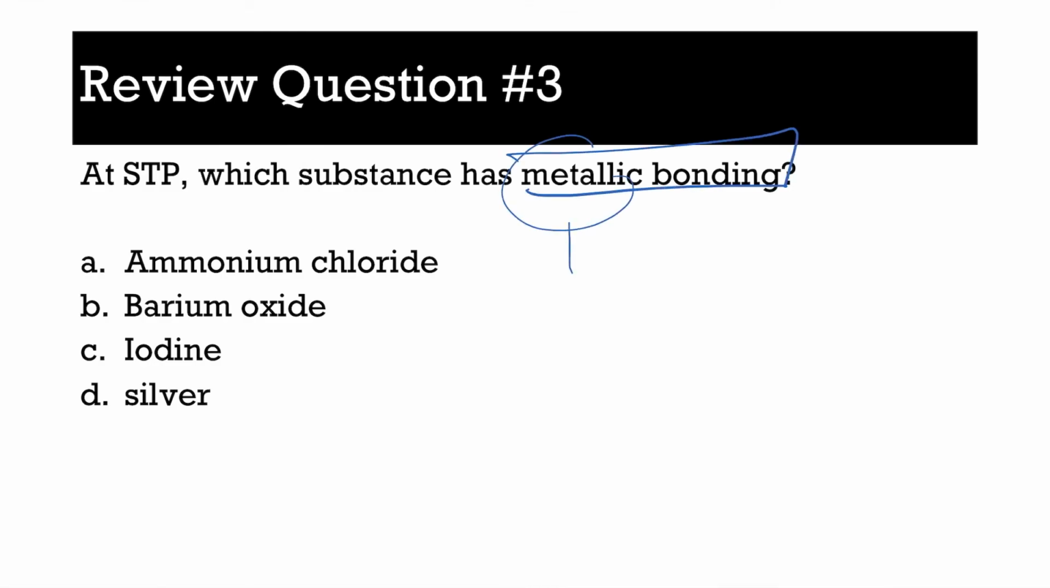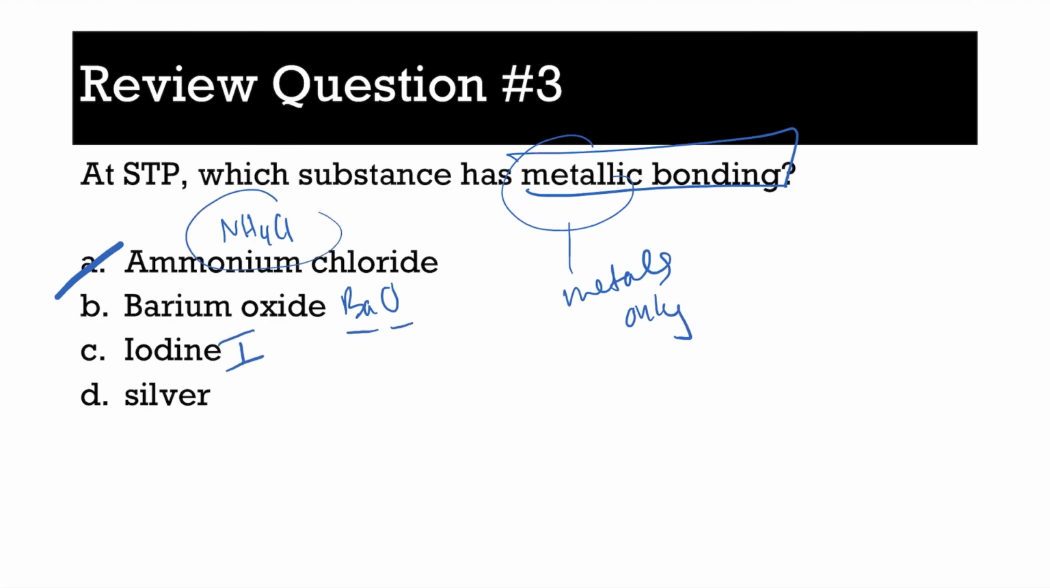Okay, lastly, review question number 3. At STP, which substance has metallic bonding? So again, metallic bonding, we're talking about metals only, and so ammonium chloride is a compound of NH4Cl, so that's not that. Barium oxide is BaO. Again, it doesn't matter if you know these formulas. Iodine is a nonmetal. So this is metal-nonmetal, and this has a whole bunch of nonmetals and a polyatomic ion. Iodine is just a nonmetal, so it can't be that. Silver is just a metal, and what holds those silver pieces together are these metallic bonds.